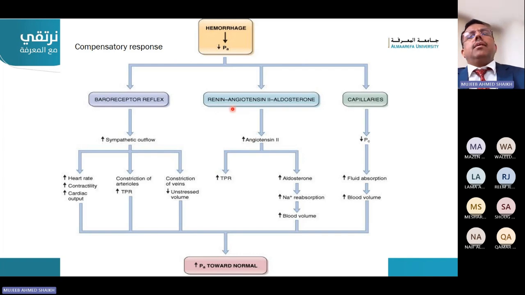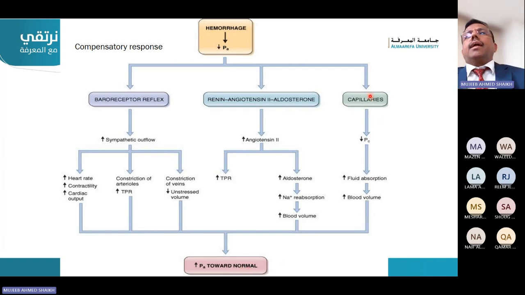In the long-term mechanism or during shock, the renin-angiotensin system will get activated. It will cause formation of angiotensin 2. This will lead to vasoconstriction, so total peripheral resistance will increase. Also, it will activate aldosterone. Aldosterone is a hormone coming from the adrenal cortex. This will lead to more absorption of sodium by the kidney, and along with it, more absorption of water. So it will increase the blood volume. Whenever the blood volume increases, it will bring the blood pressure or mean arterial pressure back towards the normal.